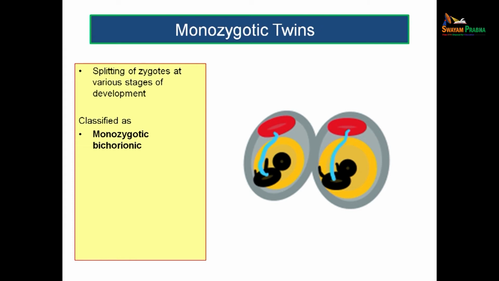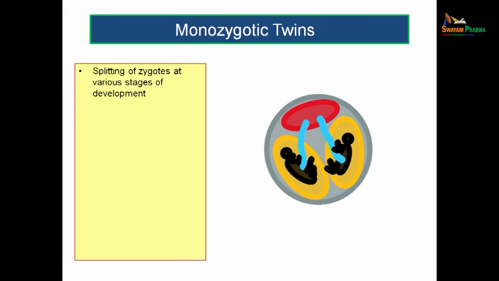So, how will you differentiate between a monozygotic twin and a dizygotic twin? In case of monozygotic twins, they will have the same genetic constitution, whereas in dizygotic twins, they won't have the same genetic constitution. Now, this is another pattern of monozygotic twins.